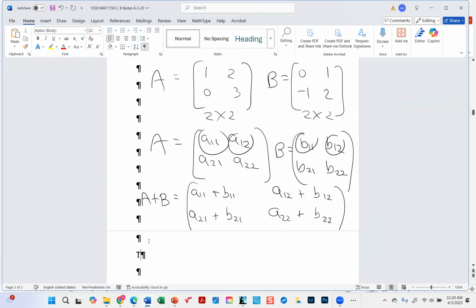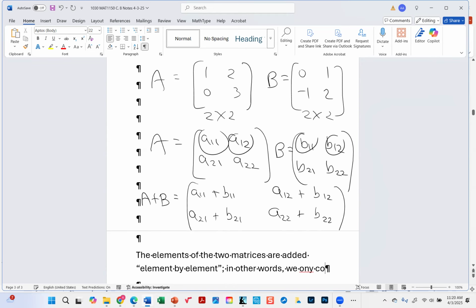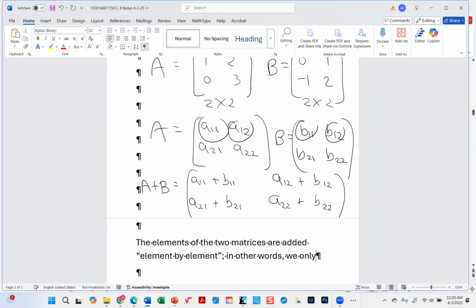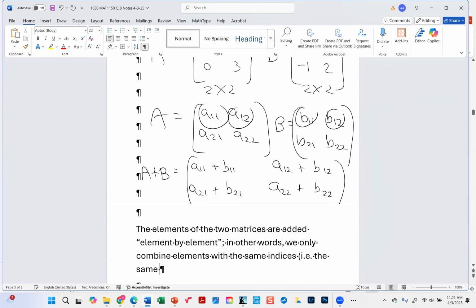So the elements of the matrices are added element by element. It's called. In other words, we only combine elements with the same indices. In other words, the same row and column.